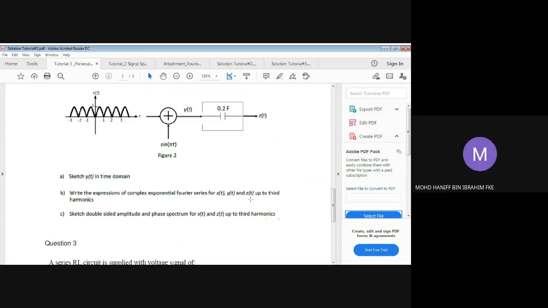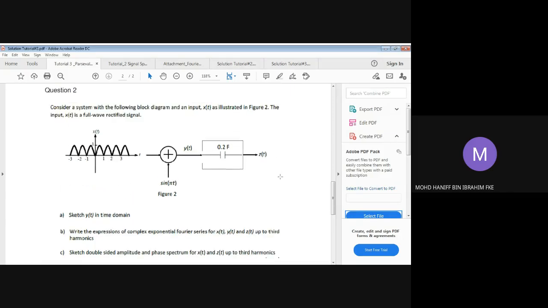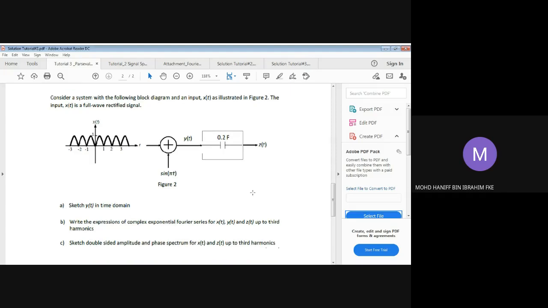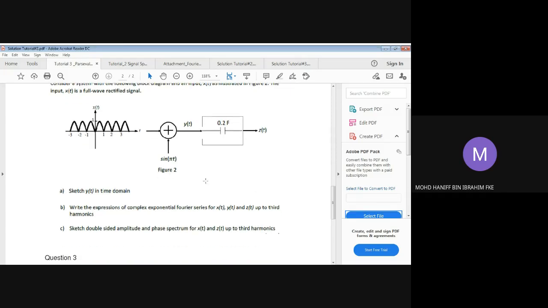z of t, okay. So basically you have the y(t). You can simply find the z(t) based on this 0.2 farad. I believe for this particular case we're not given any information whether y(t) is a voltage or current. So in this case, y(t) supposedly will be a current, so z(t) will be the voltage. So y(t) will be the current and z(t) will be the voltage.